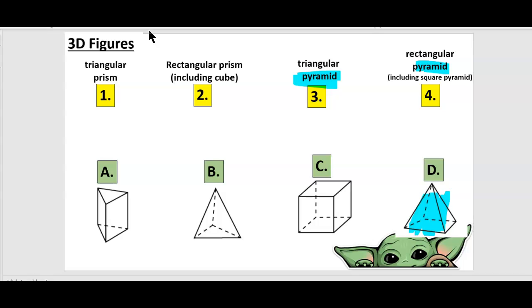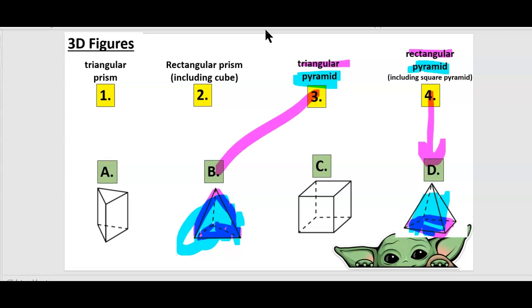Triangular pyramid, rectangular pyramid. This one also looks like a pyramid. Triangular pyramid, rectangular pyramid. One of them's a rectangle. The other one's some kind of triangle. I see only triangles in here, right? But here at the bottom, I see some kind of rectangle. So now I'm thinking that's a rectangular pyramid. That's a triangular pyramid. And then what's left?